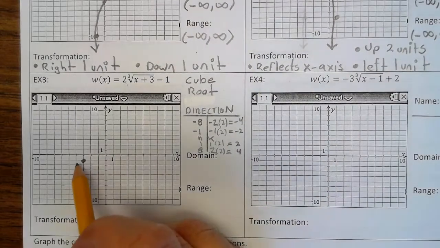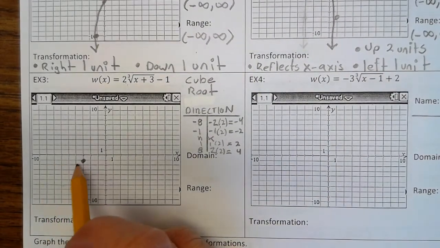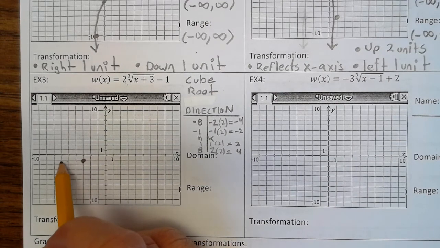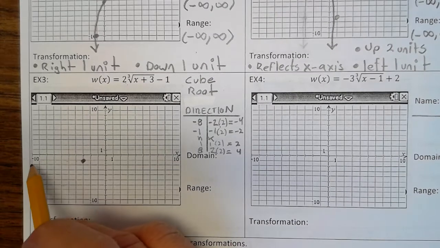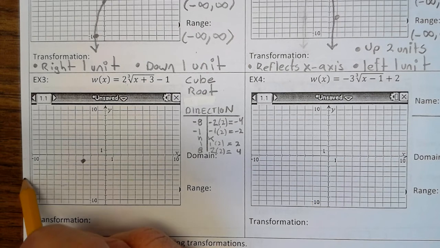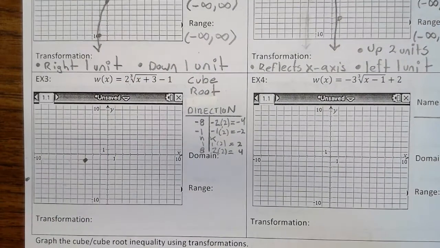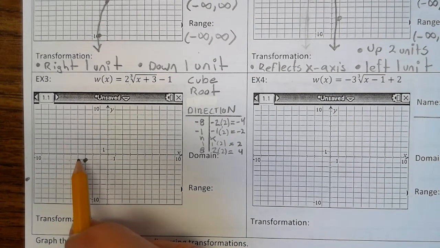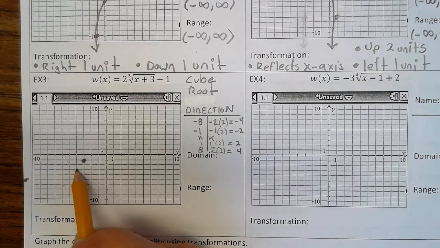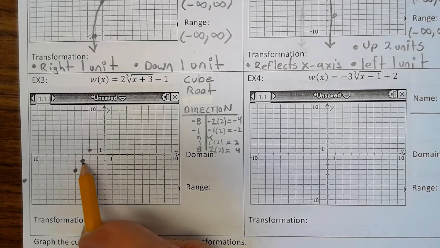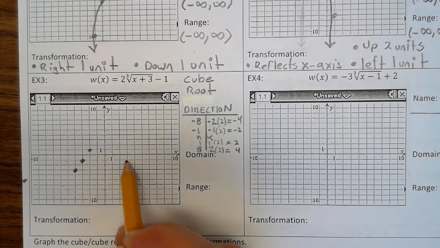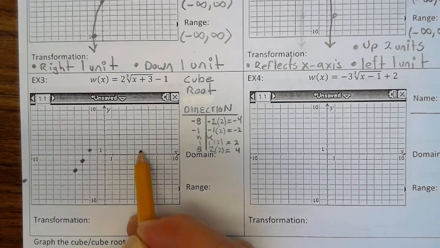All right, so from here, we go left 8. So 1, 2, 3, 4, 5, 6, 7, 8. Down 1, 2, 3, 4. Points just out. We can do that. And then left 1, down 2. And then to the right 1, up 2. To the right 1, 2, 3, 4, 5, 6, 7, 8. Up 1, 2, 3, 4.